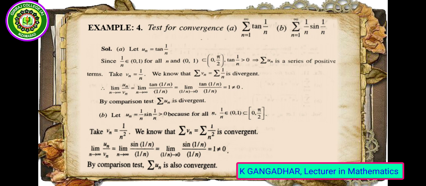Un by Vn limit value is 1, not equal to 0, and sigma Vn equals sigma 1 by n square. Sigma 1 by n square is convergent by p test. So therefore by limit comparison test, sigma Un is also convergent.